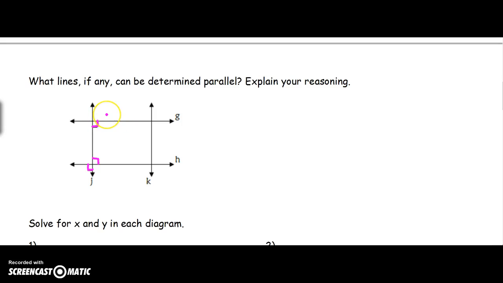Now, if you think back to the third rule, it says in a plane, if two lines are perpendicular to the same line, which means these two are perpendicular to J, then the two lines are parallel. So we can say G is parallel to H. Can we say J is parallel to K? We can't, because it would have to be line G that was perpendicular to both, and we don't have anything here to tell us. We cannot assume, because we do not know if they are parallel. So only G is parallel to H.